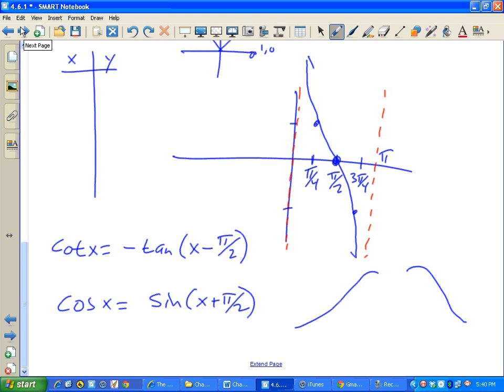Okay, so that's tangent and cotangent. And I'll make a separate video for secant and cosecant.